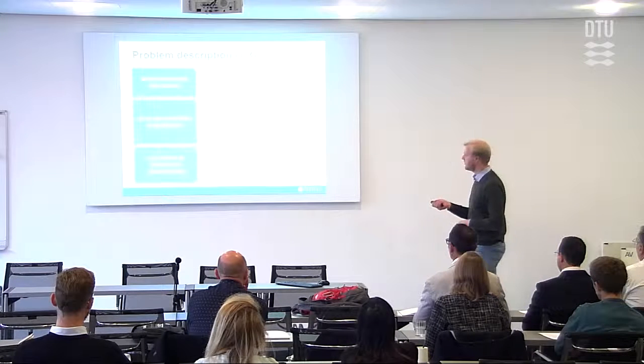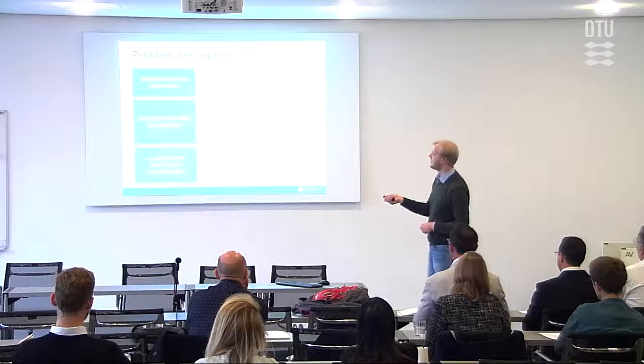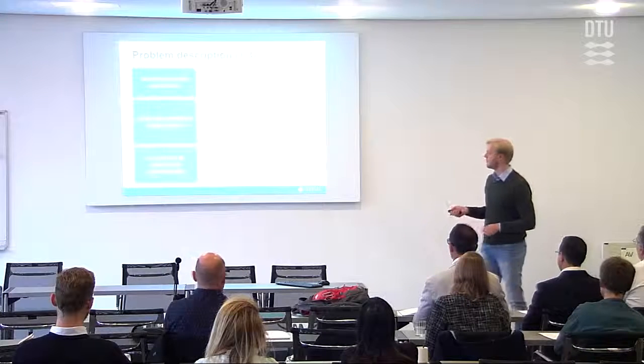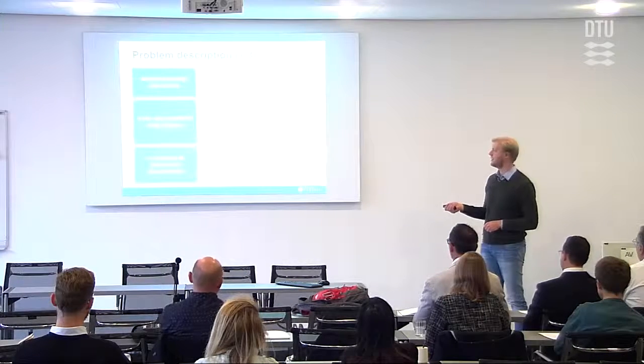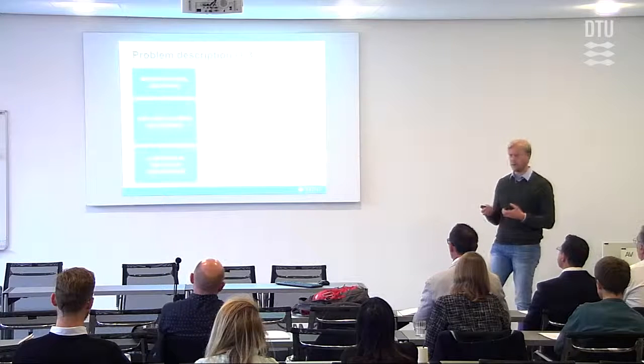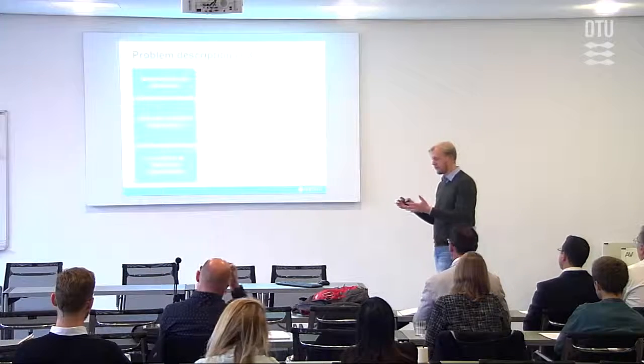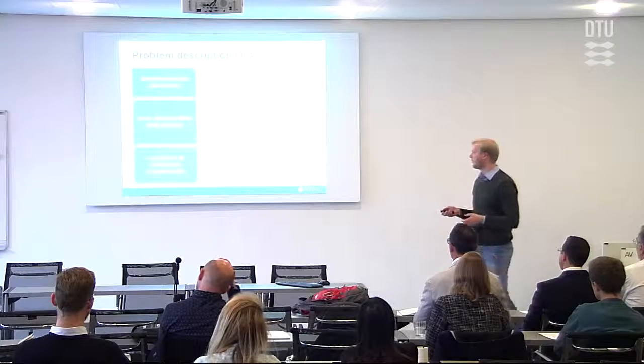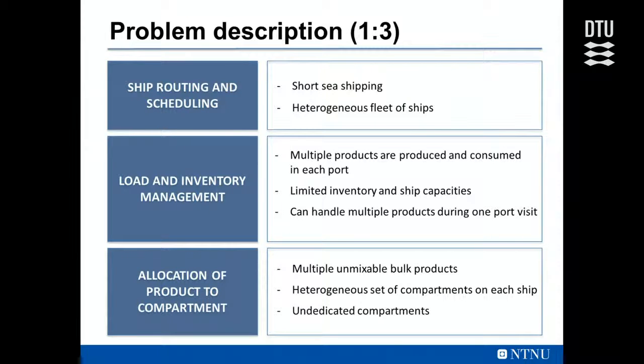And the third component, so this is basically the standard inventory routing part of the problem. Then we have also the allocation of product to compartments. So we see each ship as a number of compartments with different capacities, and we see the products as multiple and unmixable. So we cannot have two different products in the same compartment at the same time. So each ship has a heterogeneous set of compartments.